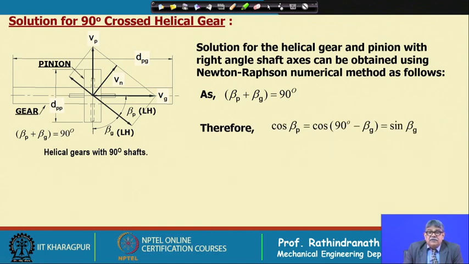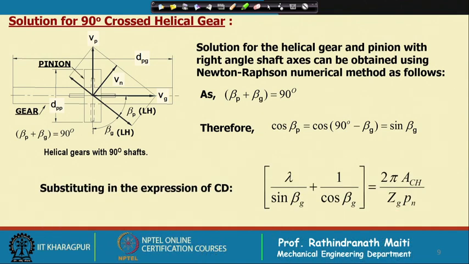Now, as beta p plus beta g is equal to 90 degrees, therefore cos beta p will be equal to cos of 90 degrees minus beta g, which is nothing but sin beta g. Substituting in the expression of center distance, we get lambda by sin of helix angle of gear plus 1 by cos of helix angle of gear, the whole equal to twice pi into center distance divided by tooth number of gear into circular normal pitch.